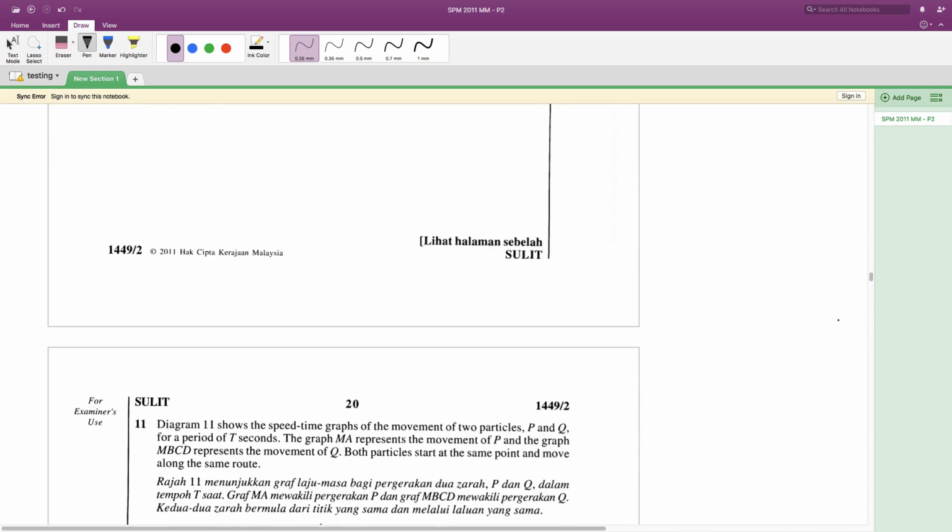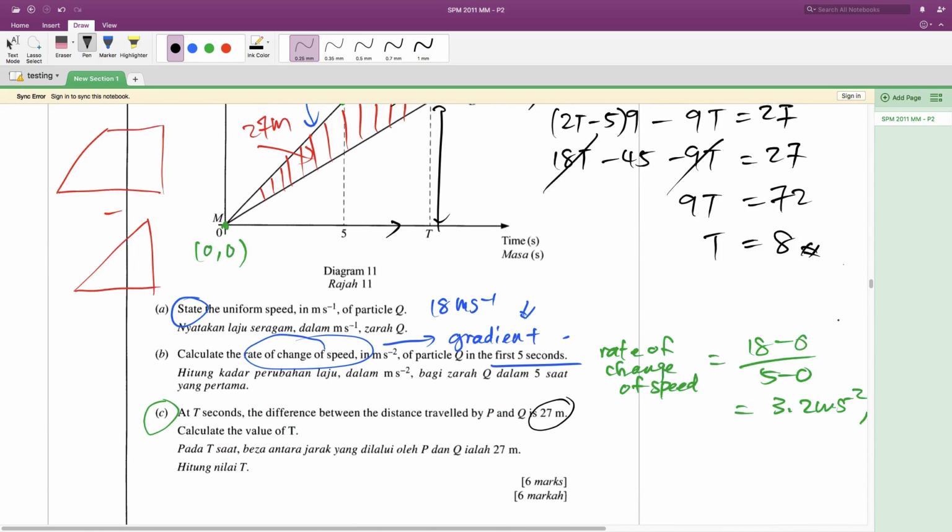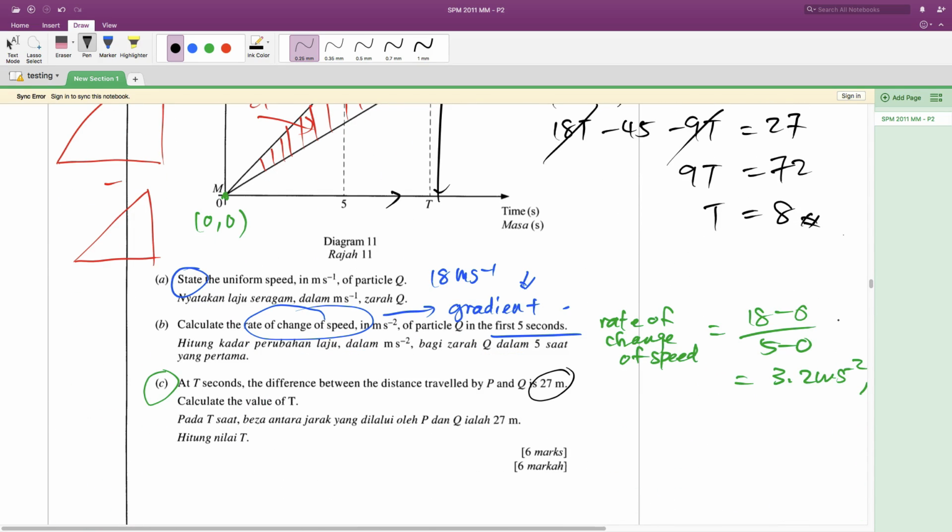It's 3.6, the acceleration, because just now I didn't actually use the calculator. 18 divided by 5. Yeah, it's 3.6. You are right, I just guessed the value. Yeah, it's 3.6. Thanks for that.